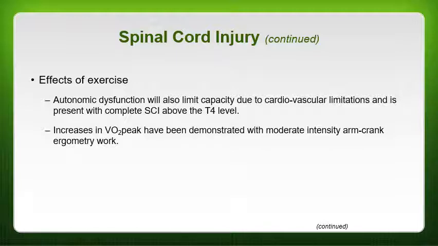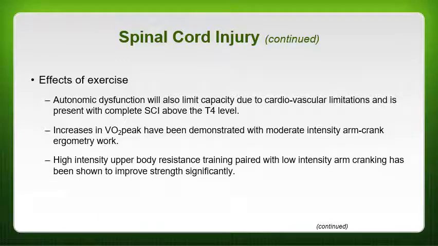Increases in VO2 max have been demonstrated with moderate intensity arm crank ergometry work, which will be of benefit for individuals. You may have to use different forms of exercise for these individuals due to their functional limitations. High-intensity upper body resistance training paired with low-intensity arm cranking has been shown to improve strength significantly. In addition, venous return from the paralyzed limbs will be impaired, requiring a higher level of oxygen extraction, leading to early local muscular fatigue. That's going to limit their exercise capacity as well.